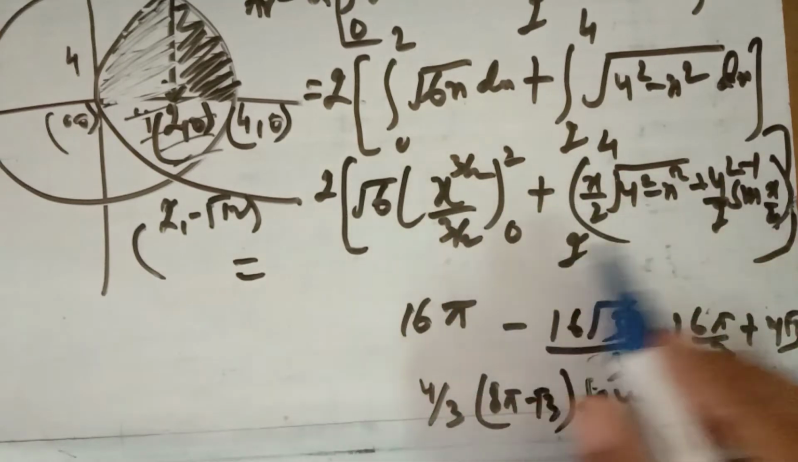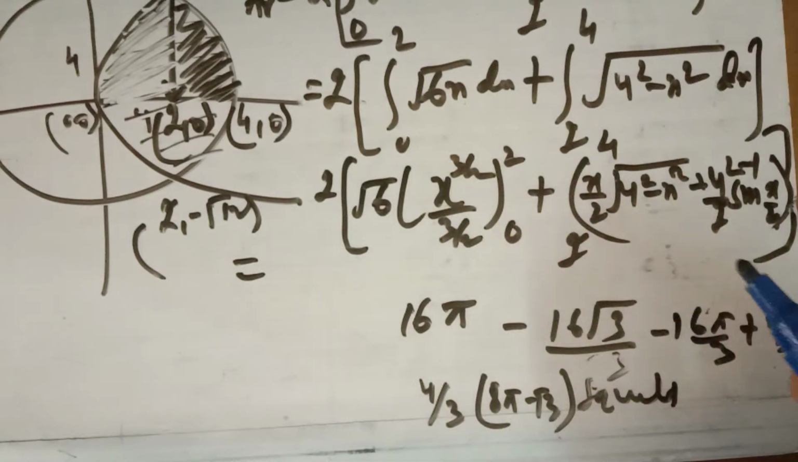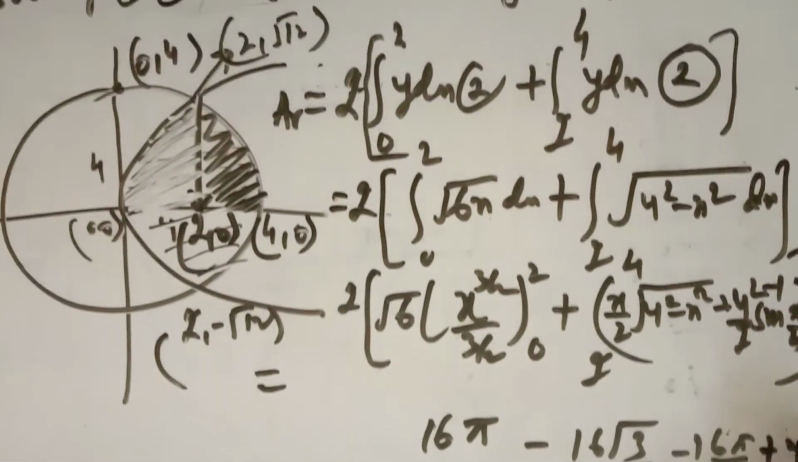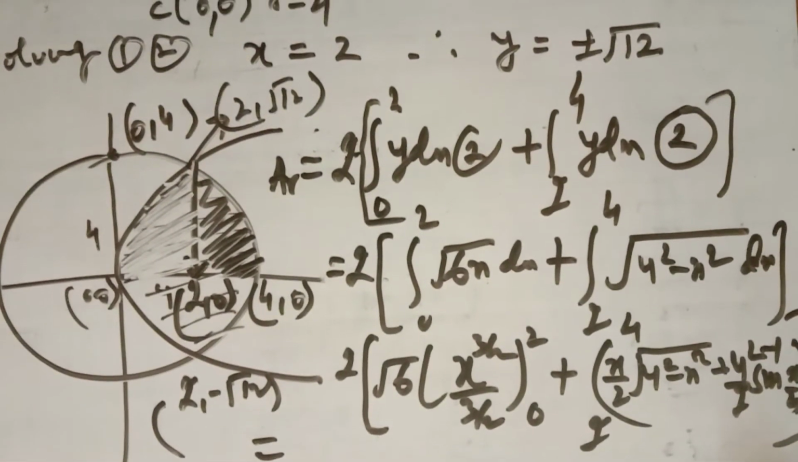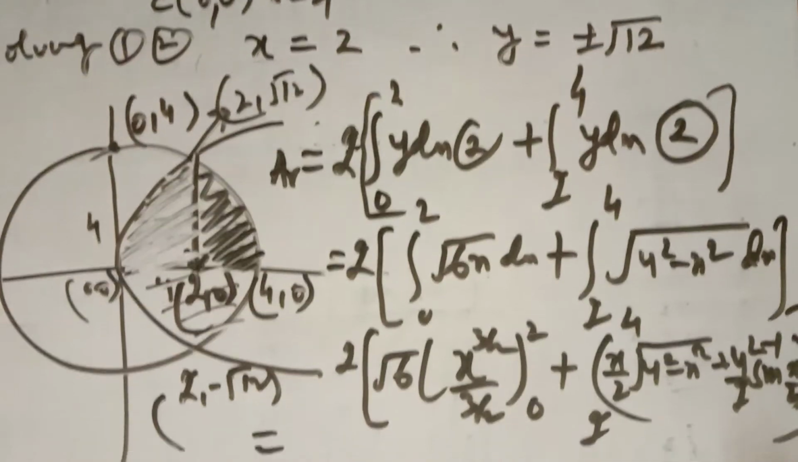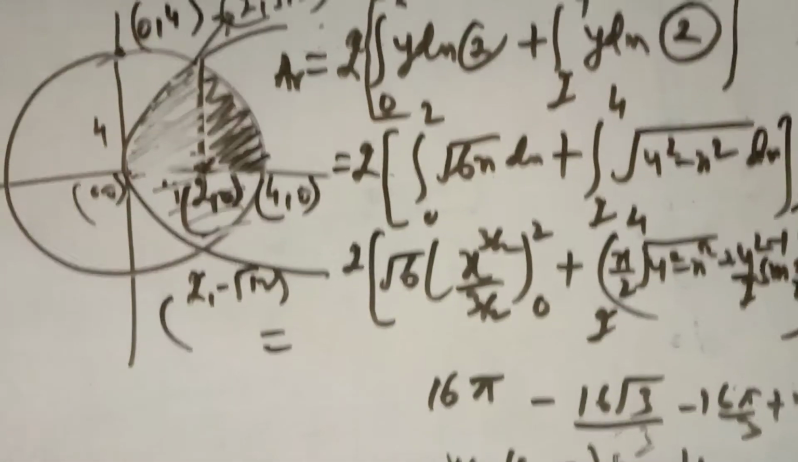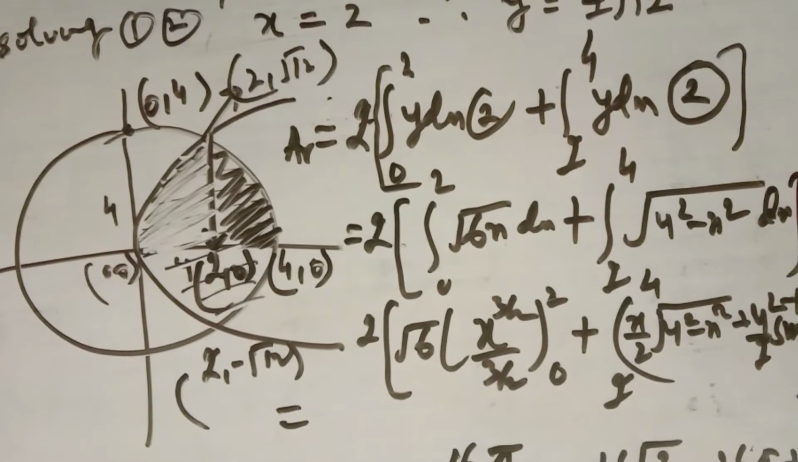So this calculation part is somewhat lengthy, so take your own time to find its area. So this is the area bounded by these two curves. Have a look at it, you'll get this area.